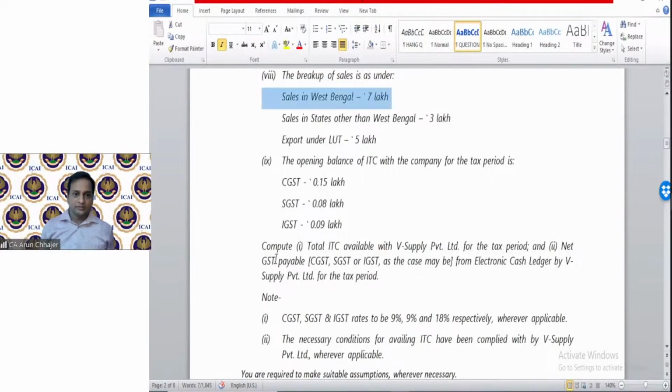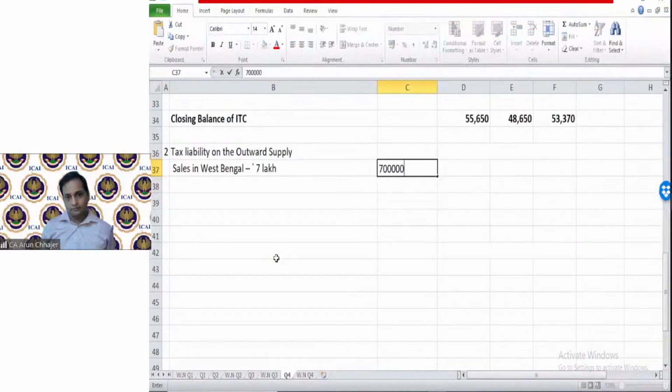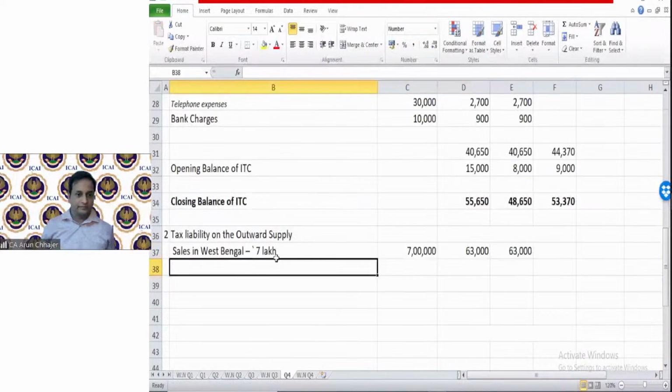Sales in West Bengal. How much? 7 lakh. It would be CGST and SGST. Perfect.